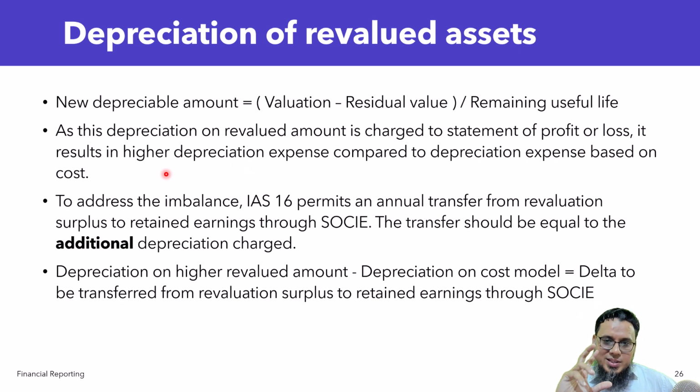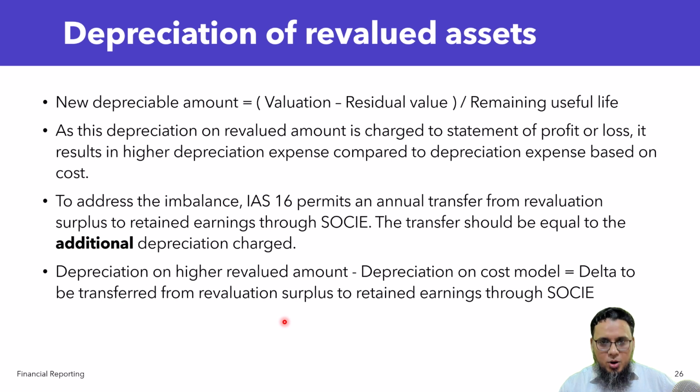So to address this imbalance, IAS 16 permits, meaning you can make a choice on it, an annual transfer from revaluation surplus to retained earnings through the statement of changes in equity. This transfer should be equal to the additional depreciation charged. So the delta between the depreciation on the higher revalued amount and the depreciation on the cost model is to be transferred from revaluation surplus to retained earnings, so that the imbalance is balanced out.